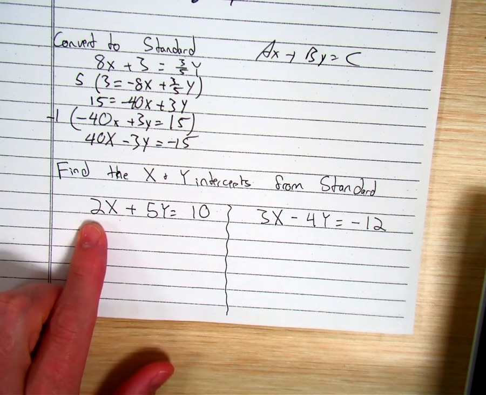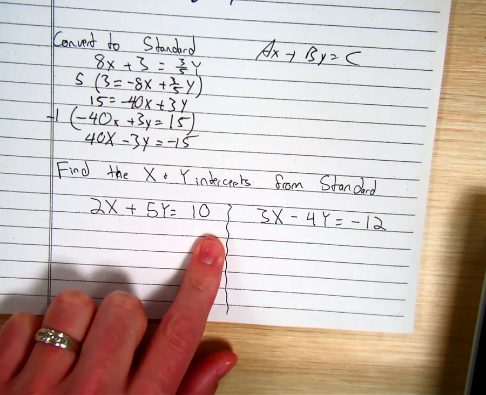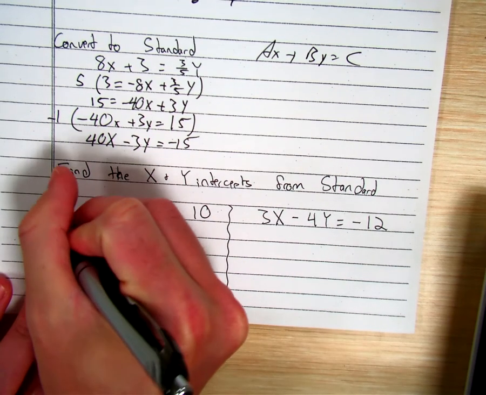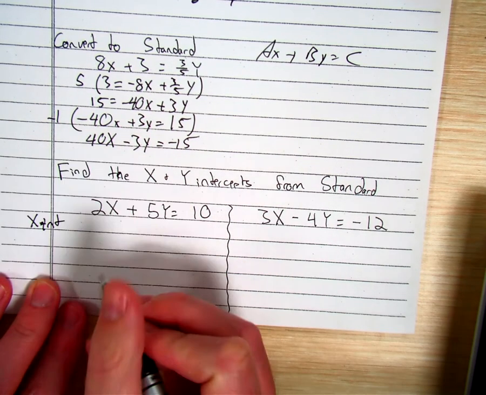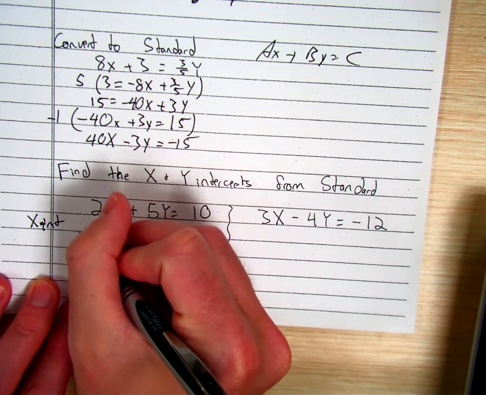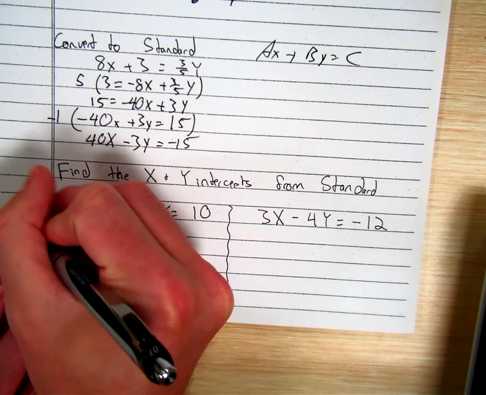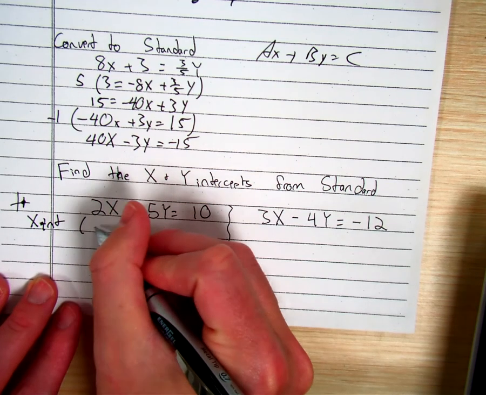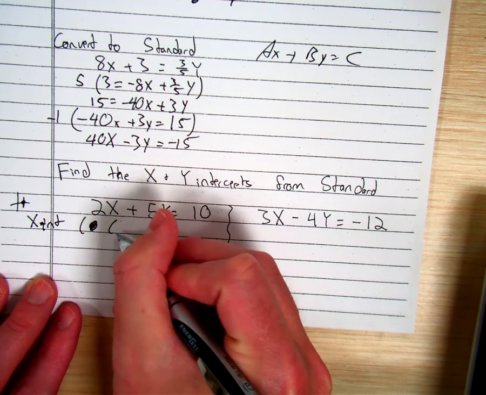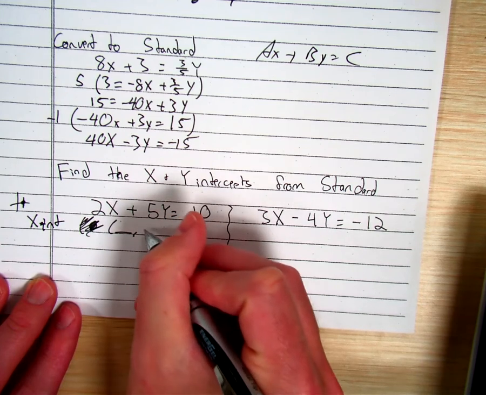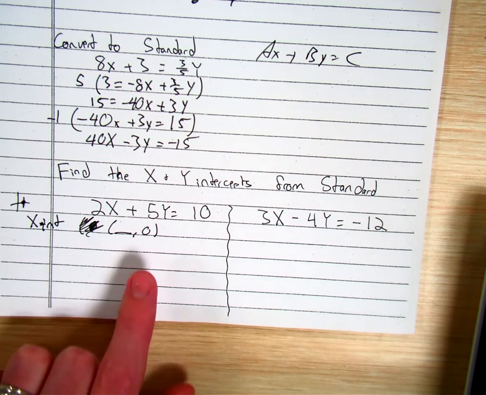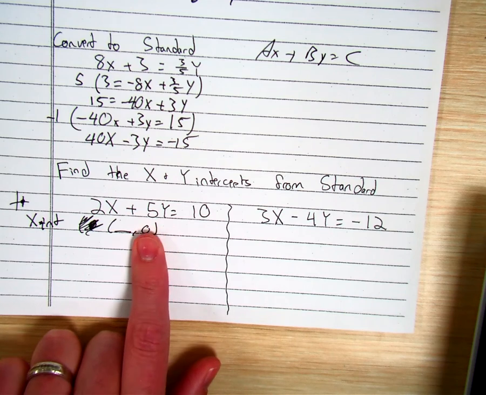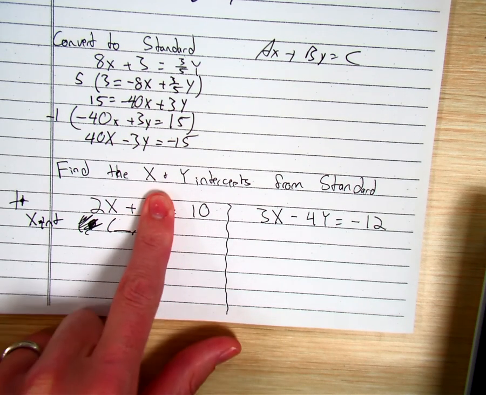Okay, look at this one here. 2x plus 5y equals 10. Think about if I want to know what my x and y intercepts are. What is my x-intercept? That's where it crosses the x-axis. Where it crosses the x-axis is where my y value would be 0. So it's going to be something, comma, 0. So if I know that y is 0, put 0 in for y. What's 5 times 0? 0. So it's kind of like it's gone.